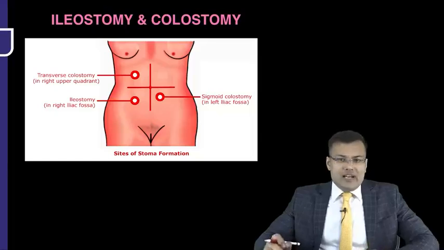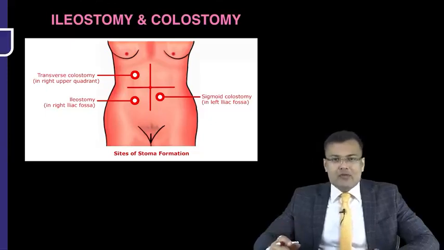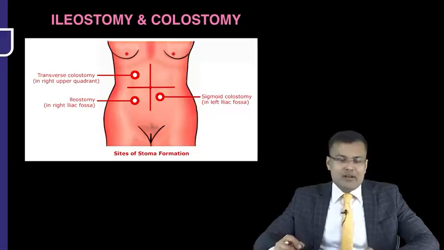Now we are going to start ileostomy and colostomy. What is ileostomy? It is the exteriorization of ileum to the abdominal skin. And what is colostomy? This is exteriorization of colon to the abdominal skin. Now see the sites of ileostomy and colostomy.